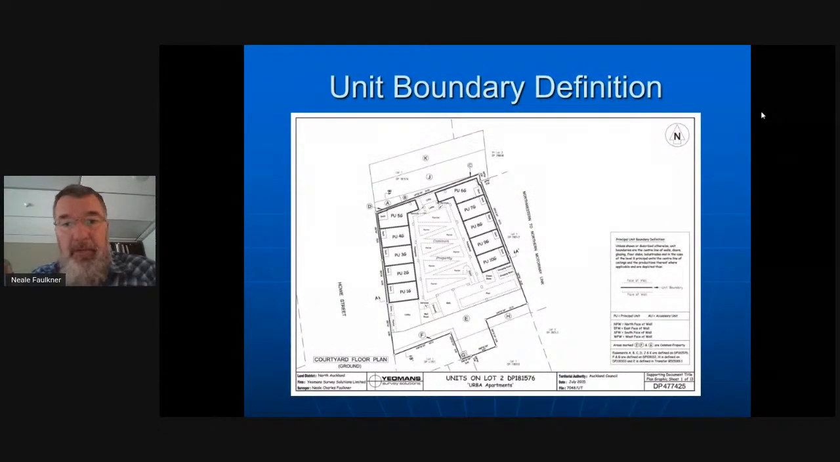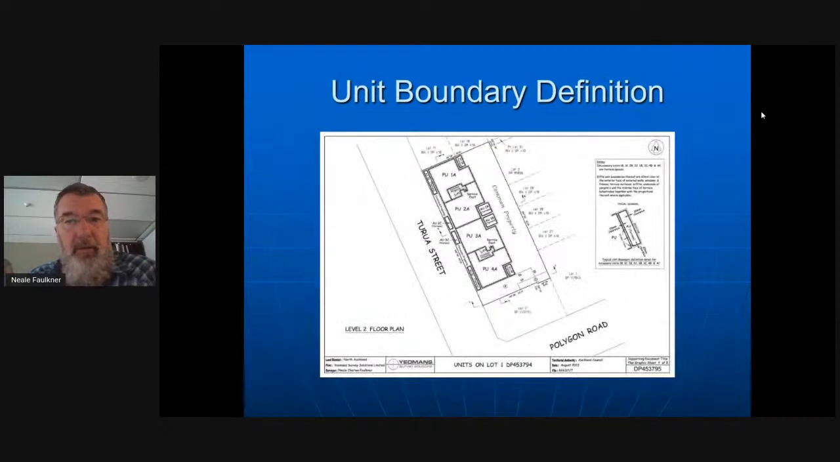Some examples of unit boundary definition. Probably can't see that very well on here. You can grab this plan at a later date, or when the slides come out in PDF format, you'll be able to see it. But graphically, you can see where the unit boundaries are, and again on the right-hand side, there's a word description about where they are too.